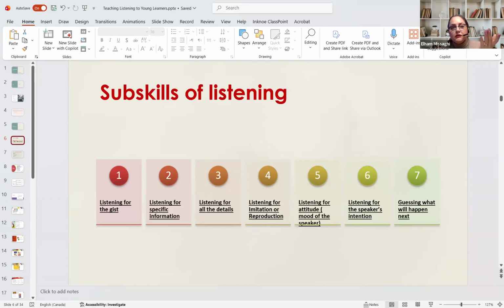Listening for more details, like fill in the blanks. They have some sentences with blanks and they have to listen and find a specific word in the listening to fill in the blanks. Listening and then after that they role play. They listen and they talk about the attitude of the speakers or their mood, even their intention.